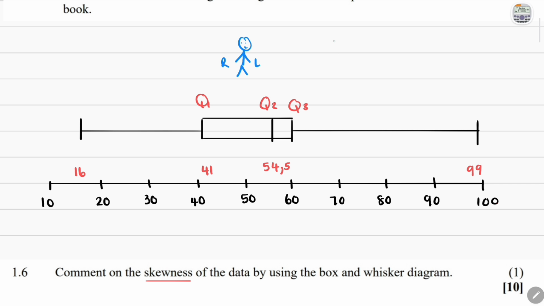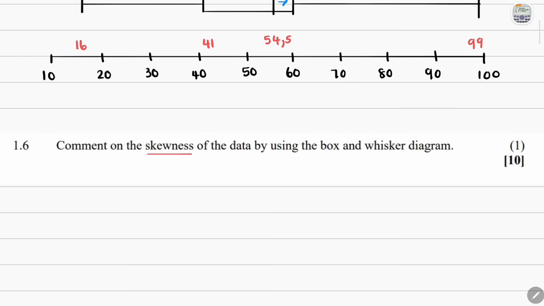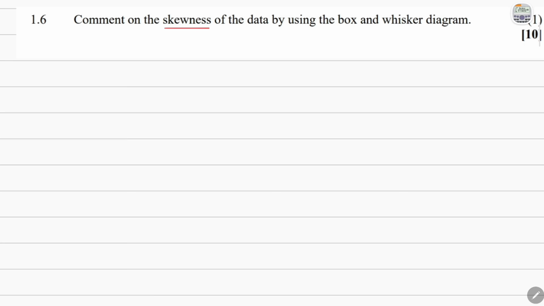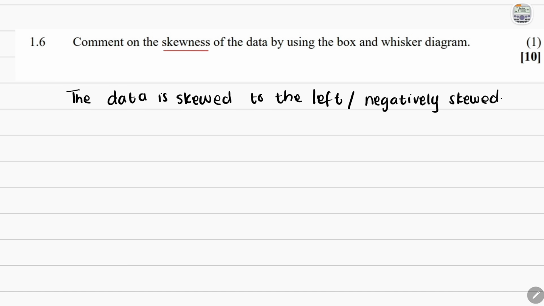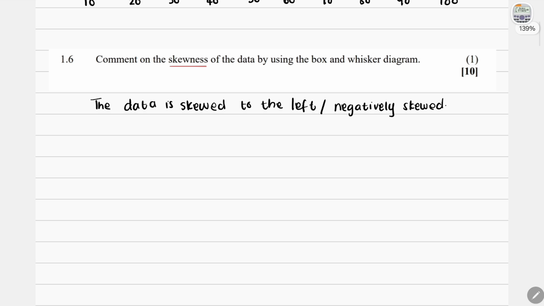If you notice that Q2 is closer to Q3 than it is to Q1, then this is skewed to the left. And if Q2 is closer to Q1, then it's skewed to the right. So in this case, it is skewed to the left, because we can see that it's closer to Q3. So we can tell them that the data is skewed to the left, or you could also say negatively skewed. Okay, and that is our answer. And that is it for question 1.